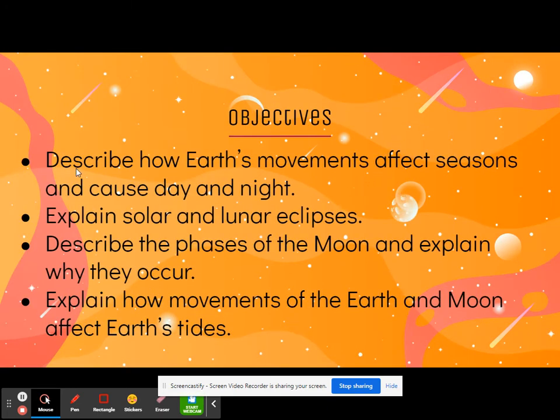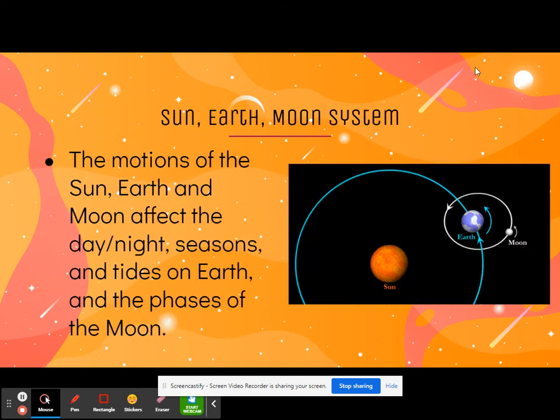By the time we're done, you should be able to describe how Earth's movements affect seasons and cause day and night. You should be able to explain solar and lunar eclipses, describe the phases of the moon and explain why they occur, and explain how movements of the Earth and moon affect Earth's tides.